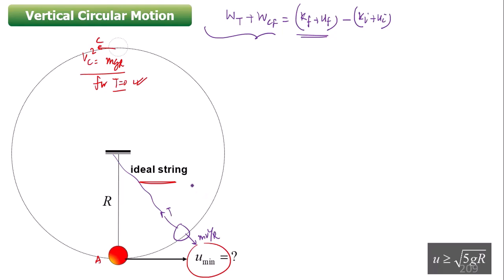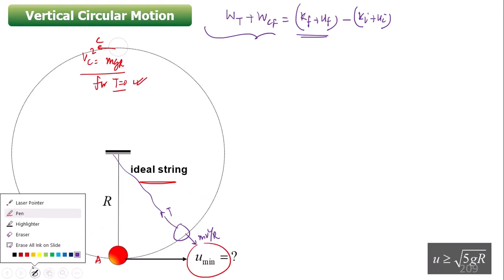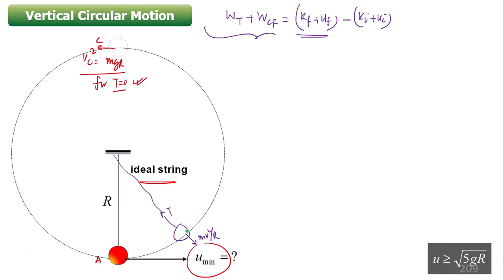Now regarding the work done by tension and the work done by mv square by r, that is the centrifugal force, both of these two works will be 0. Why? Because the displacement is along this tangential direction ds. Corresponding to this, this angle is 90 degrees. This angle is also 90 degrees. So both tension and mv square by r are components of forces which are perpendicular to the direction of movement. That means both of these works will be 0. Okay. Why? Because theta becomes 90 degrees.